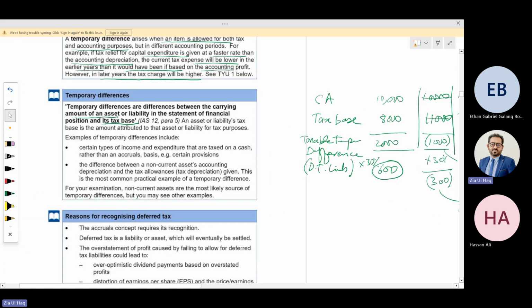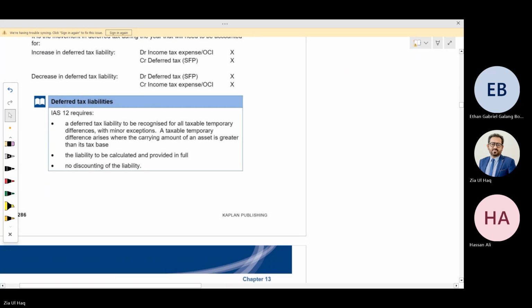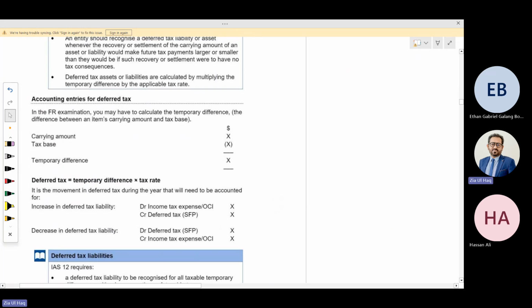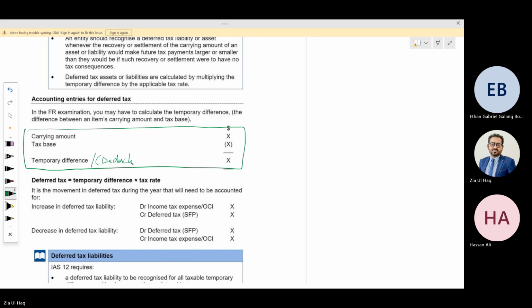Now moving towards that question again. This is the formula they have written. In financial reporting examination, you may have to calculate the temporary difference, the difference between item carrying amount and tax base. A positive figure will be called taxable temporary difference, and a negative figure will be called deductible temporary difference.